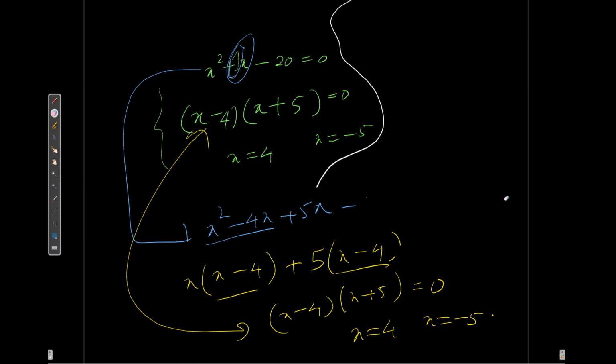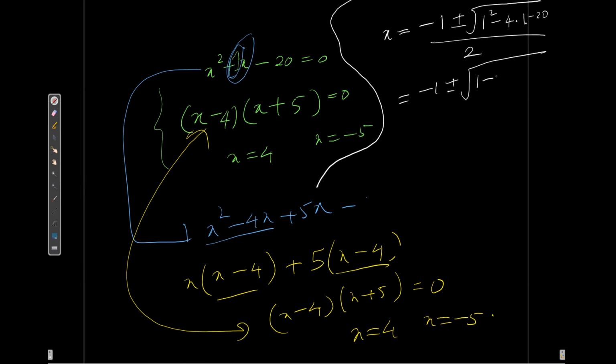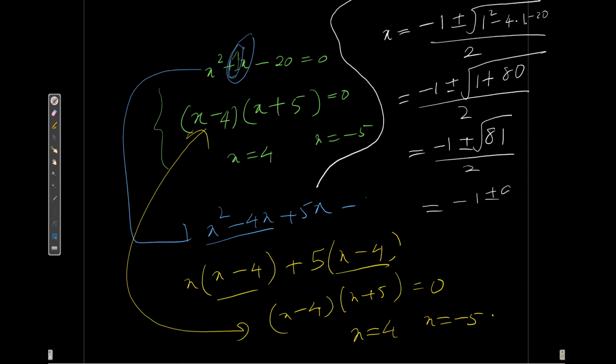So, using the quadratic formula, x is going to be minus b, b is 1, so negative 1, plus or minus the square root of b squared, 1 squared, minus 4 times a times c, a is 1, c is negative 20, divided by 2a, 2 times 1, which is 2. So minus 1 plus or minus the square root of 1 minus times minus, we have plus 80, over 2. So minus 1 plus or minus the square root of 81, which is nice because it's 9.